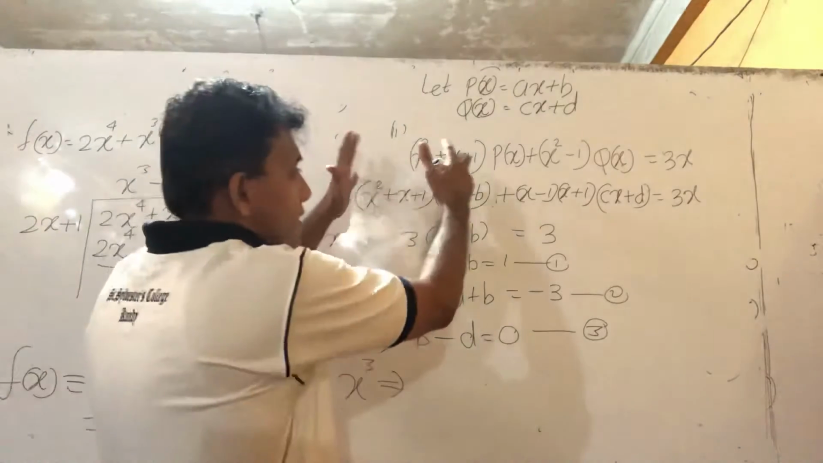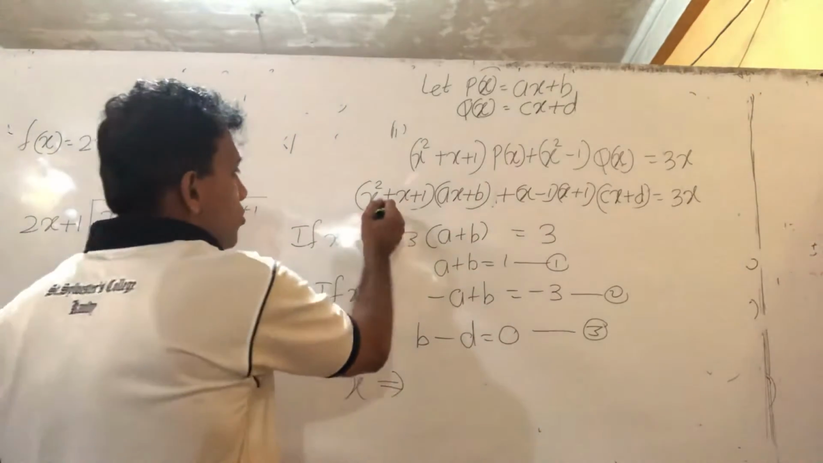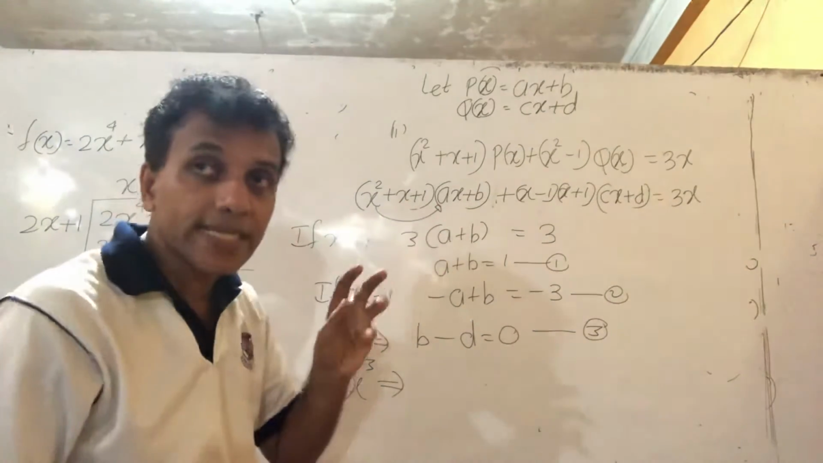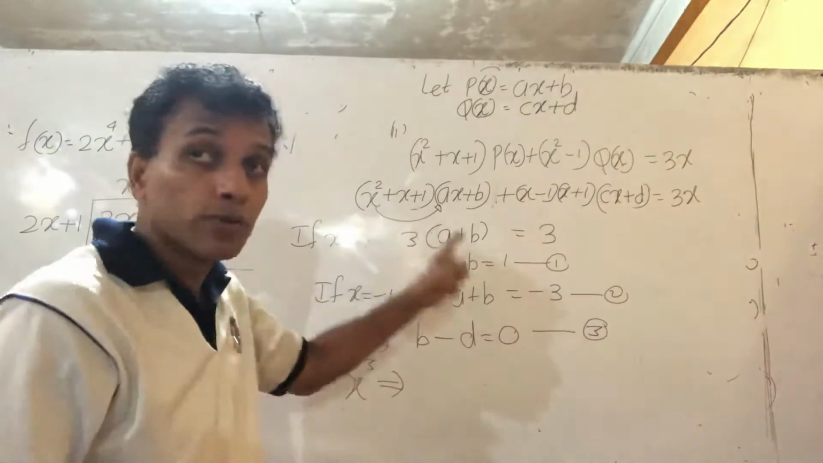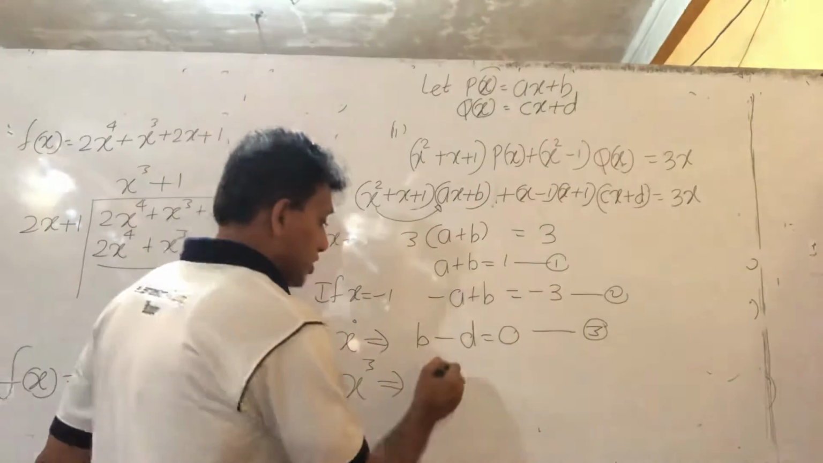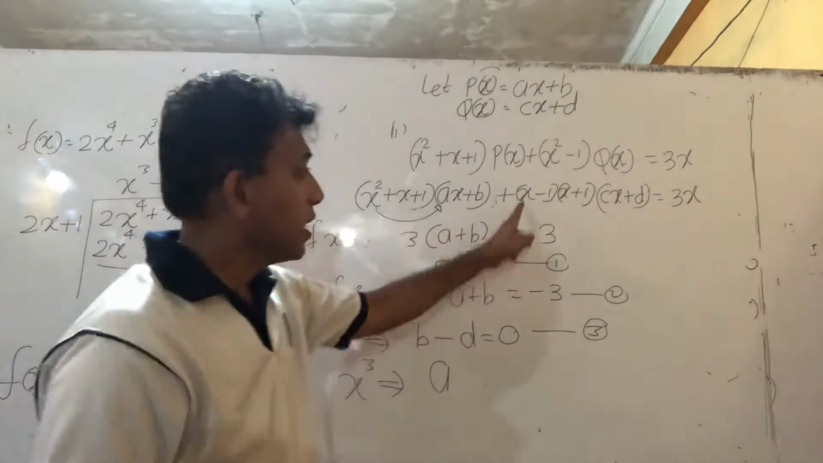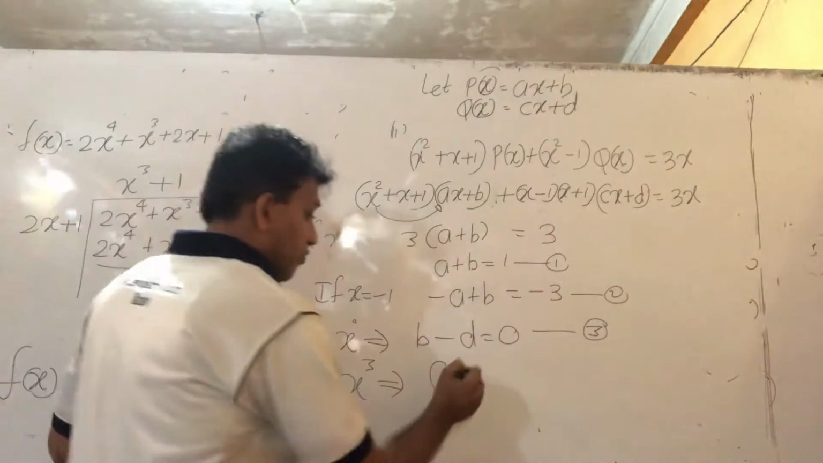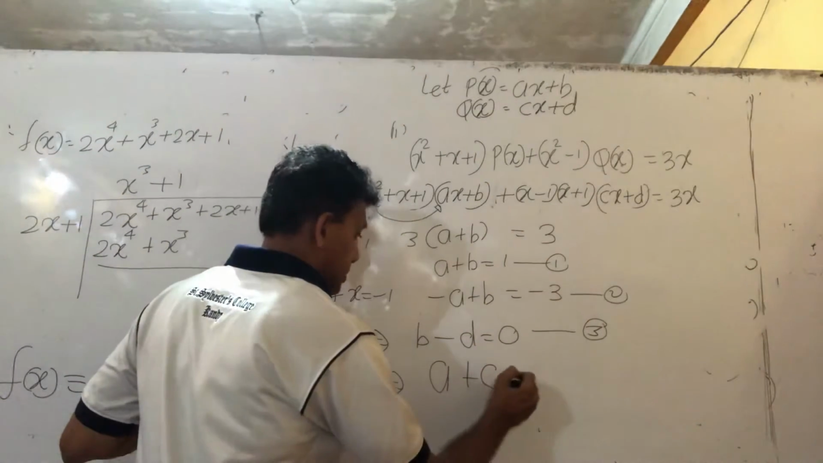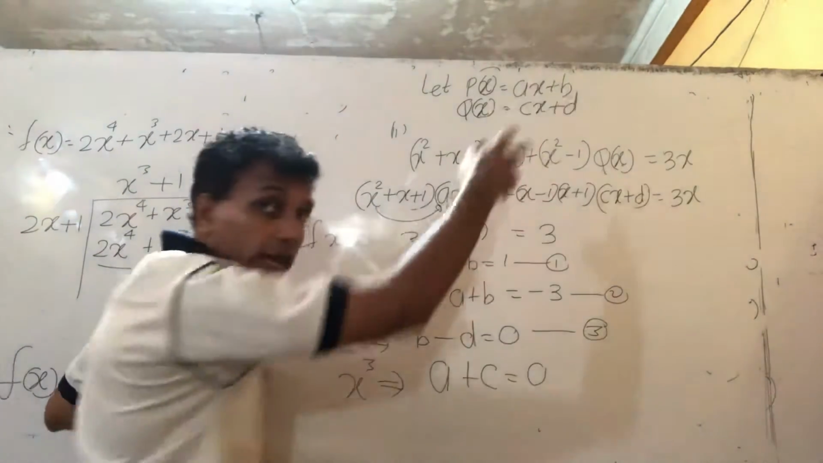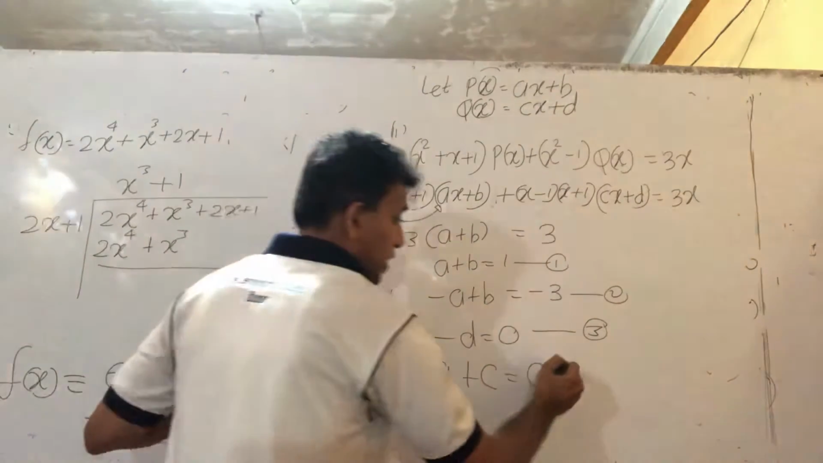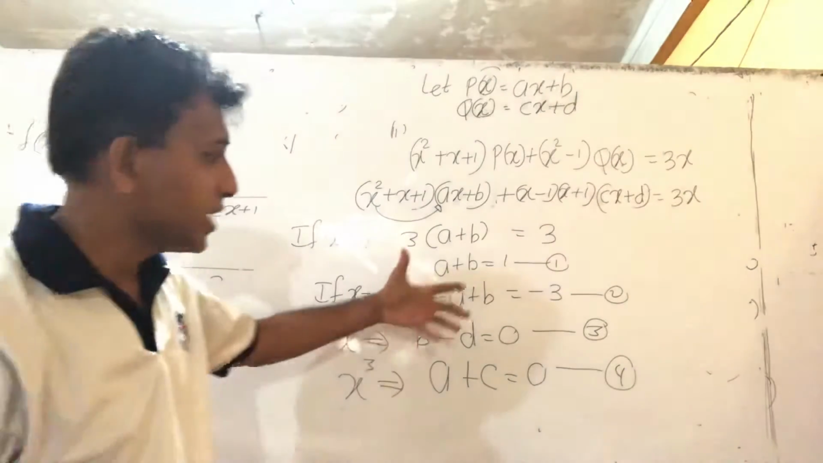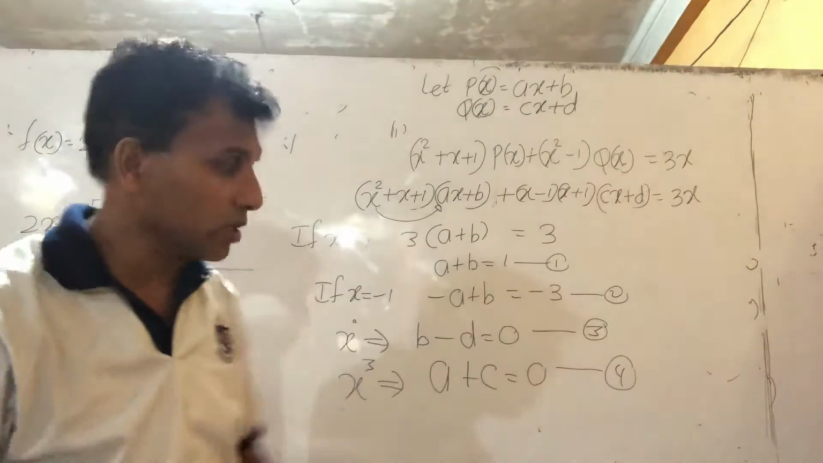See here how many x cubes available here. If you multiply this into this, x square into x, x cube, so coefficient is a. And here, x into x square, x cube, coefficient is c. The other side is 0, no x cube that side, right? That's all the advanced mathematics. Hereafter it is intermediate O-level math, solving equations.